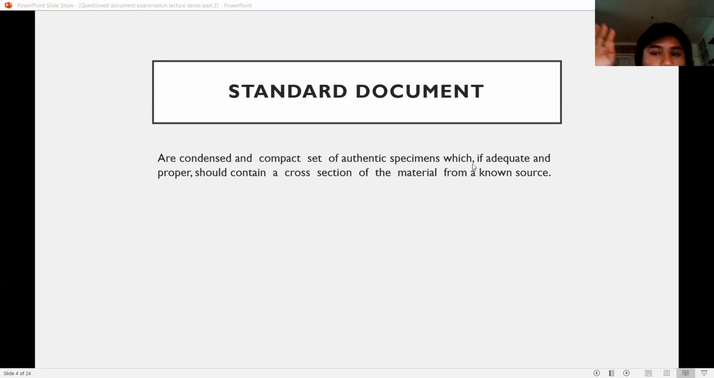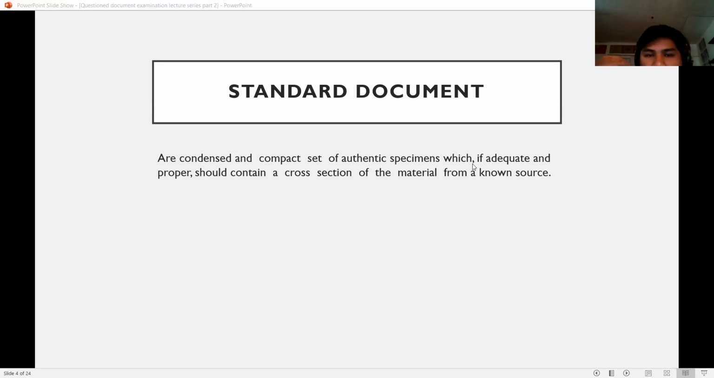The ultimate purpose of a standard document is to serve as a basis for comparison and identification to the question document. And we have two types of standard documents. Number one, the collected standards, otherwise known as the procured standards. Collected standards or procured standards are standard specimens executed in the course of a man's activity, or executed in day-to-day writing activity, like a logbook.